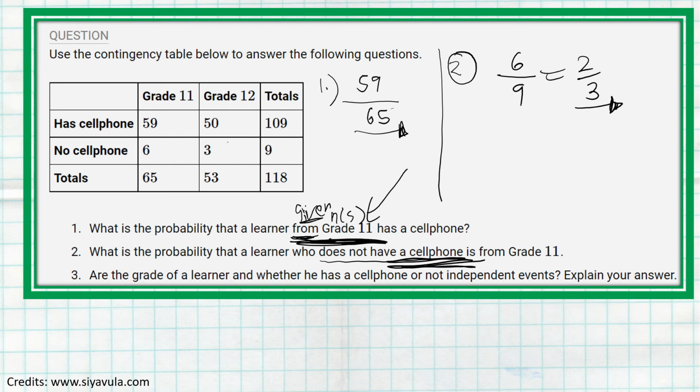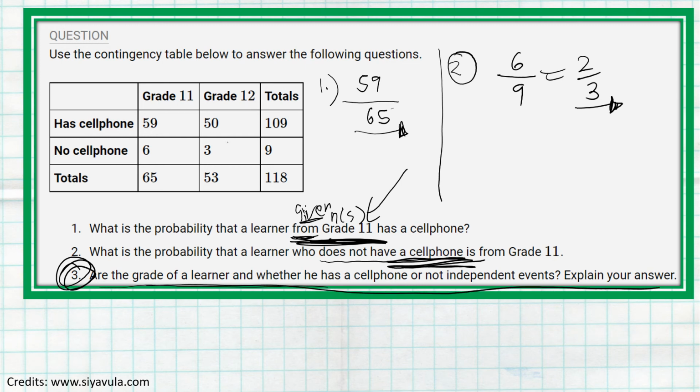Okay, let's now go to the last question. Like I said, in all contingency table questions, you can't miss this question, right? Because contingency tables actually help us to determine whether or not events are dependent, or rather independent. So that's why you can't have a contingency table question without this question.